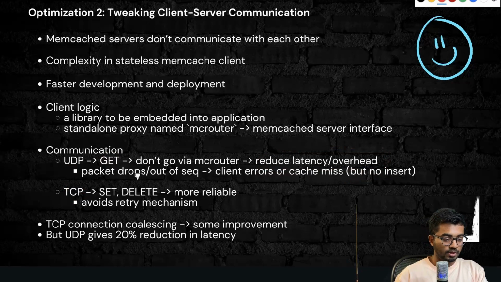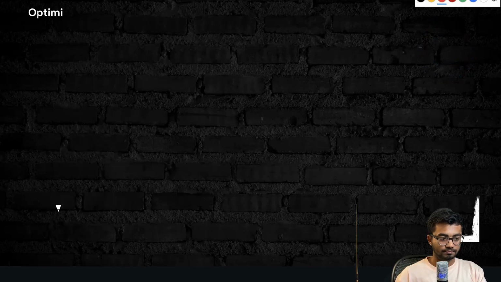When they talked about TCP connection coalescing, that means they're merging multiple connections into one, and they did see some improvement in latency in that case as well. But UDP gives around a 20% reduction in latency compared to TCP. That is how they arrived at finer latency metrics in this case.